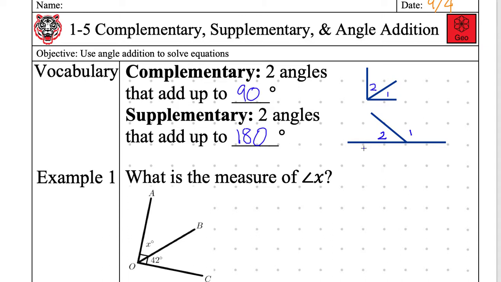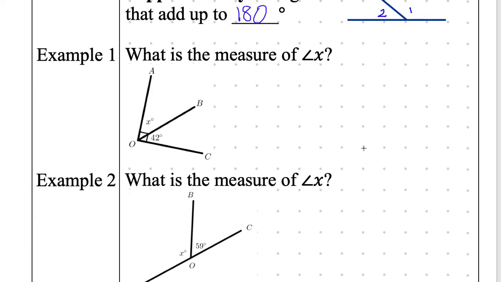Yes, Sergio. Could it be one more line? You could have 3 lines. Technically, supplementary means 2 or more angles if I'm being very technical. So I could have 3 angles that are supplementary. That is true. All right.